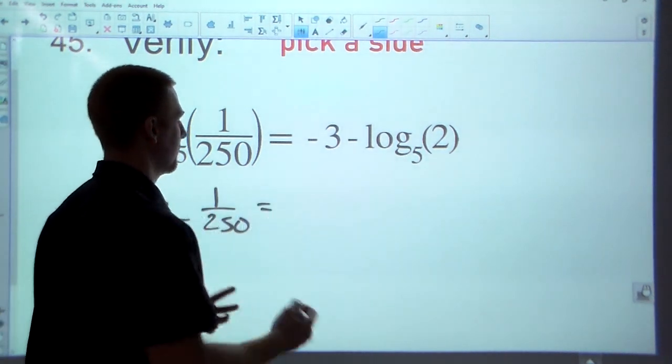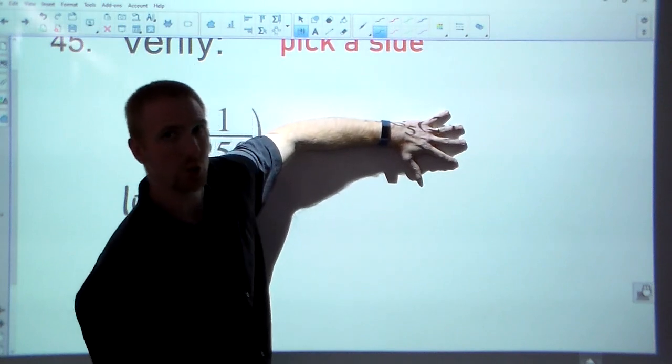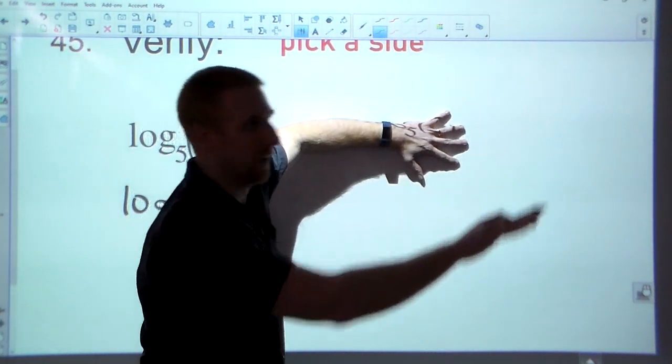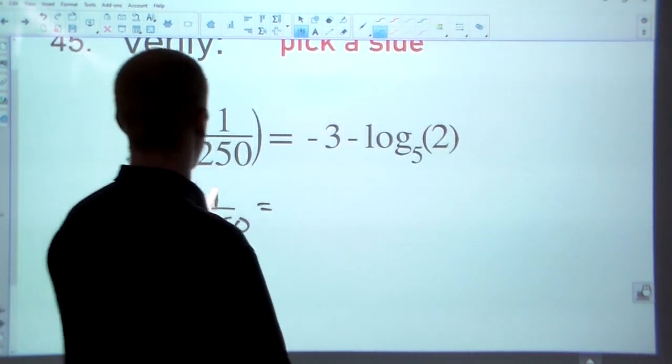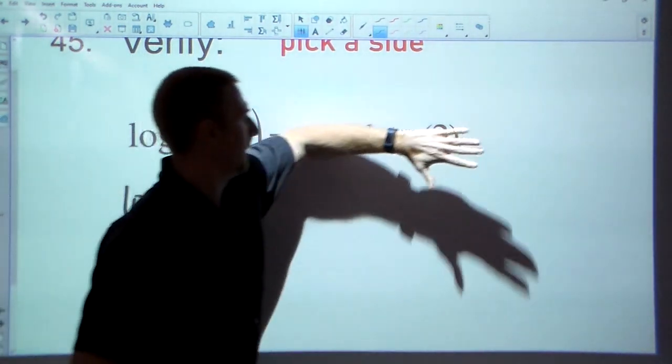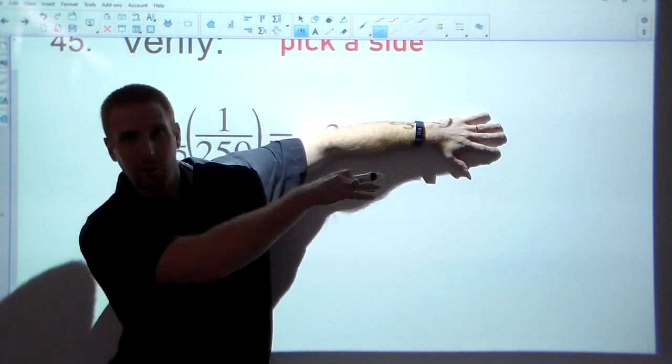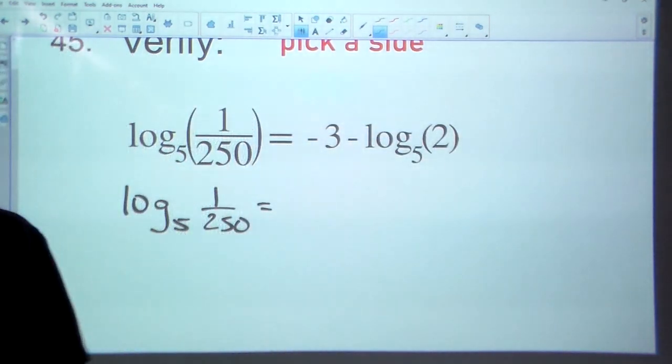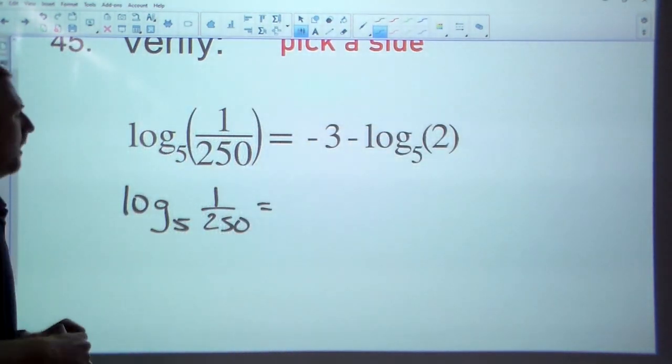And I'm going to say equals something, and I'm going to pretend that I have no clue what it equals, and I don't know what that's even there. So eventually I want to see that this ends up being that. But again, I'm going to start like it's just to solve this equation, and I don't know what's over there. So log base 5 of 1 over 250.